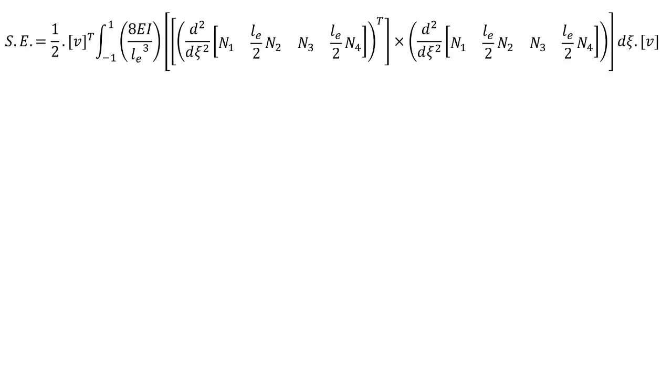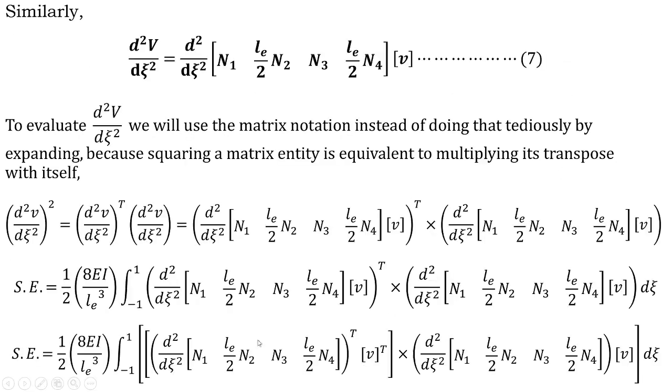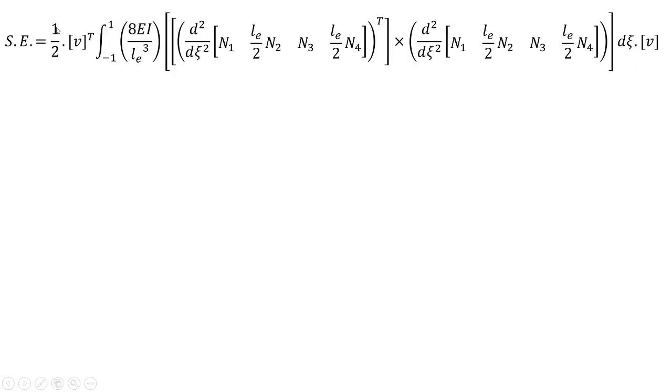Now I'll rearrange the terms in this equation. When I rearrange the terms, 1 divided by 2 b transpose I'll take outside the integration, then 8ai divided by le cube I'll take inside the integration. The limit is minus 1 to plus 1.